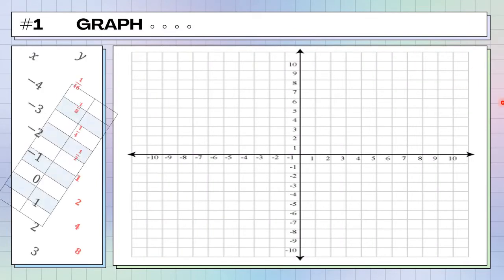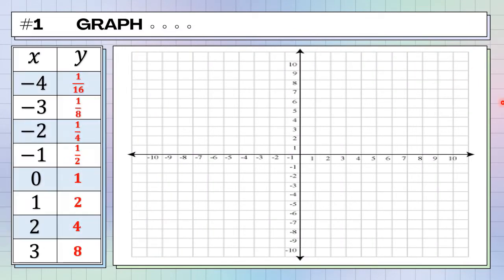So again, this is our table of x and y values. First, we have negative 4, negative 16, so this will be our point. Next, negative 3, 1/8, negative 2, 1/4, negative 1, 1/2, 0, 1, 1, 2, 2, 4, and 3, 8. Then connect all the points, so this will be our graph.